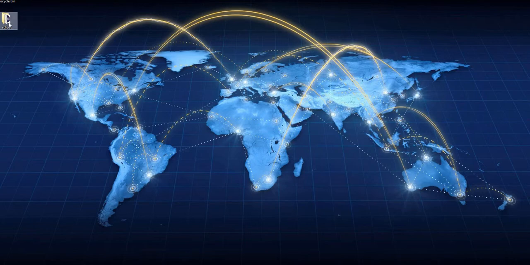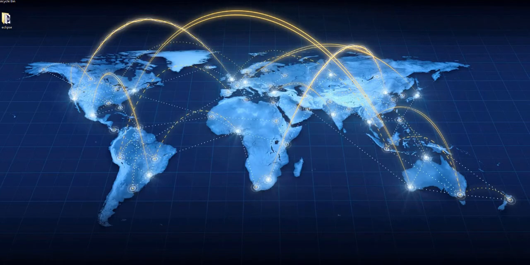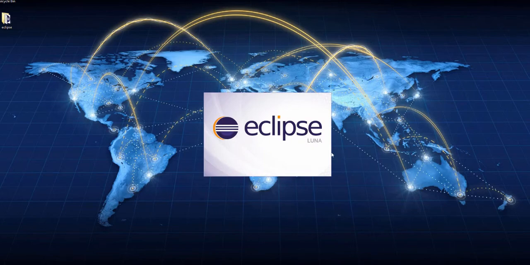I'm going to assume that you've got Eclipse on your computer, or at least you downloaded it, and this is what it looks like when you unzip Eclipse. This is the sort of thing you have. I've already installed it on my computer and I've got it on the toolbar, so I'm just going to click on it just here and it's going to get started.